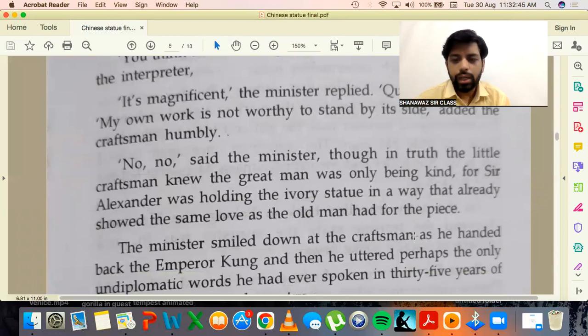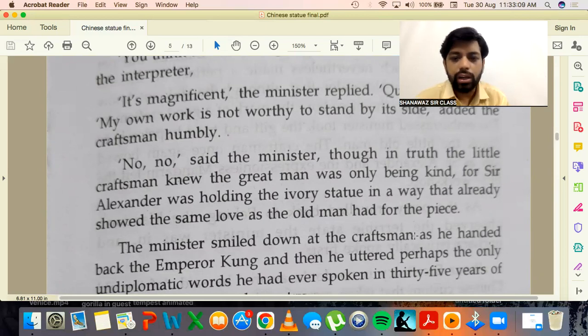So Alexander Heathcote said, "No, your work is also good." But Sir Alexander was holding the ivory statue in a way that already showed the same love as the old man had for the piece. So Alexander Heathcote also was very, very excited to see such a great thing. And the same excitement was in the Chinese man who was showing the statue.